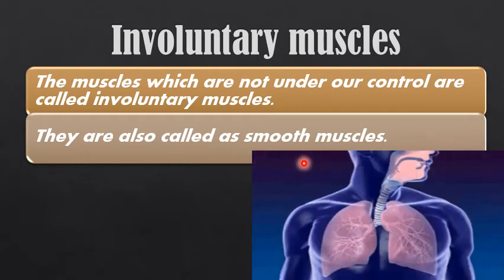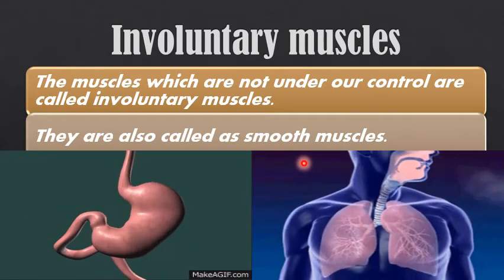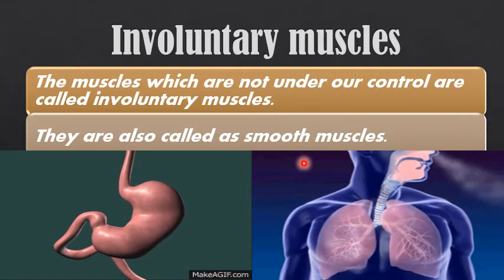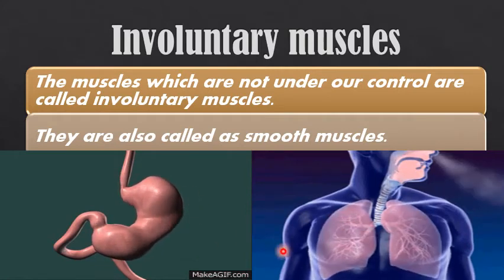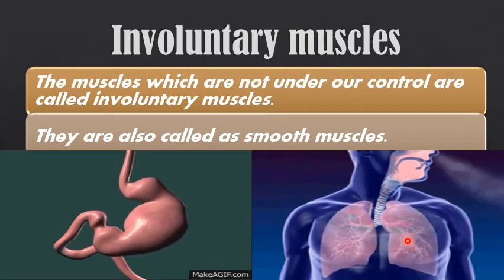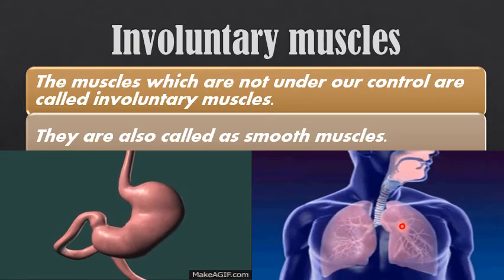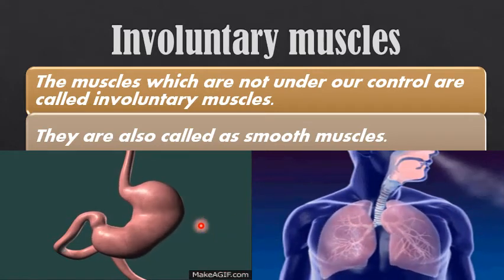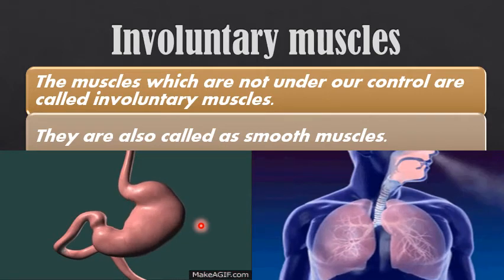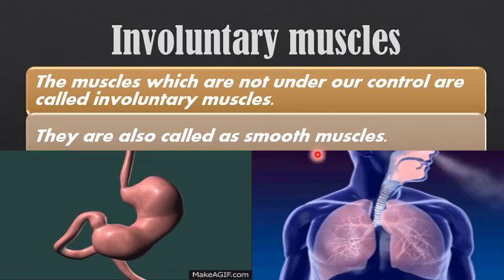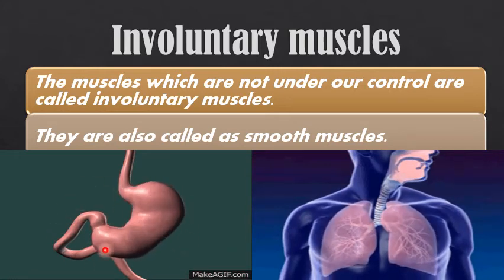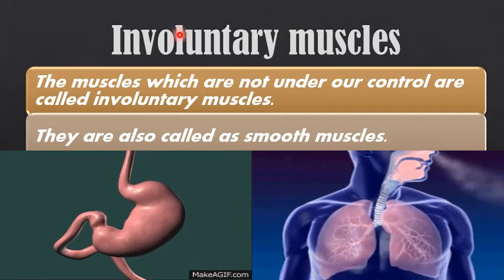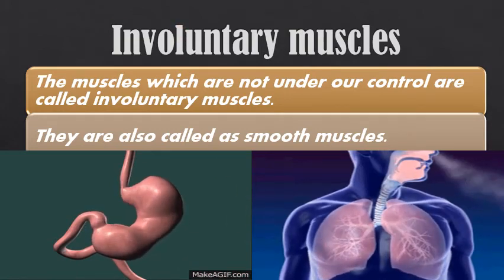Why are they called smooth muscles? Because they are not joined to the bone like skeletal muscles or voluntary muscles. As you can see here, the movement of the stomach, and here you can see the respiratory system. You can observe here the lungs and stomach are not attached to the skeleton or any of the bones, so they are smooth muscles. And can we control the movement of them? Not at all. They move on their own. They are not under our control, so they are called involuntary muscles.